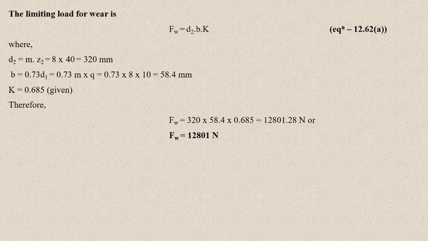Now design with respect to wear strength. We have the wear strength is equal to d2 into b into K. d2 is the pitch circle diameter of the gear, small b is the face width, and capital K is the load stress factor which is given in the question. Put all the values and get the value of wear strength. We can compare it with the effective load, and you will get this would be greater than the effective load. It means the design of worm gear will be safe as far as the wear strength is concerned.